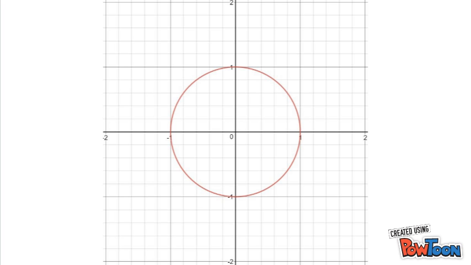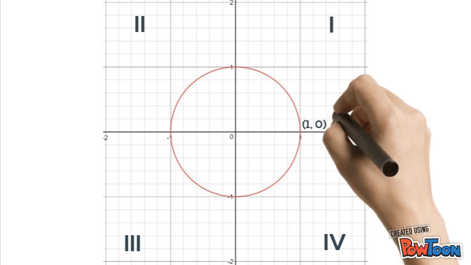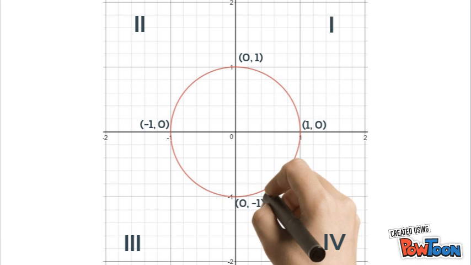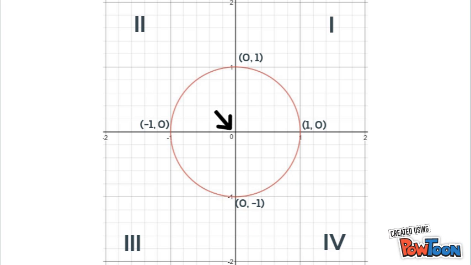First, we can split up the circle into 4 parts, where each section is in a different quadrant on the coordinate plane. The circle begins with the point (1, 0), where the degree of the central angle is 0. Then, at the point (0, 1), the central angle measures 90 degrees, or pi over 2 radians. The next point, (-1, 0), makes a straight central angle, which means the measure is 180 degrees, or pi radians. Lastly, the point (0, -1) has a central angle measure of 270 degrees, or 3 pi over 2 radians.